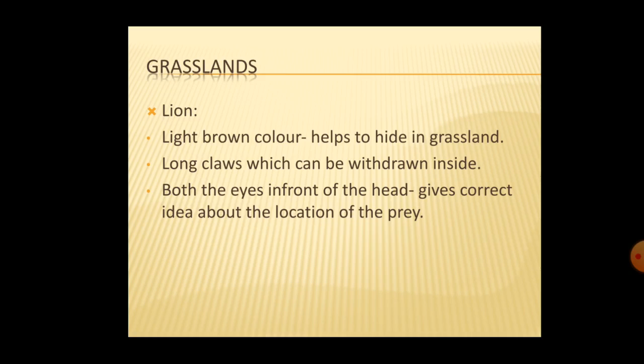For example, here we are talking about the lion. Now, lion has almost the same color as the grass present there, so it helps them to hide in the grass easily. Lion also has long claws which can be withdrawn inside, and both the eyes are in front of the head, so that it gives the correct idea about the location of the prey, that is where the other animal is standing, so that it can pounce on it.